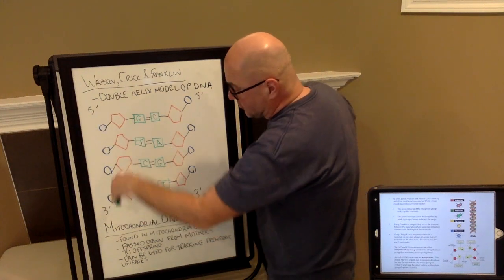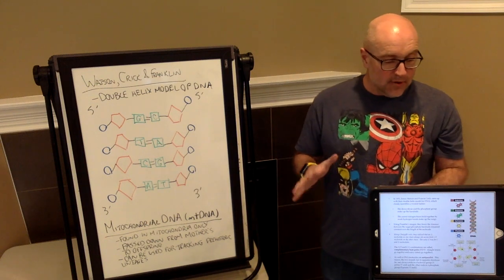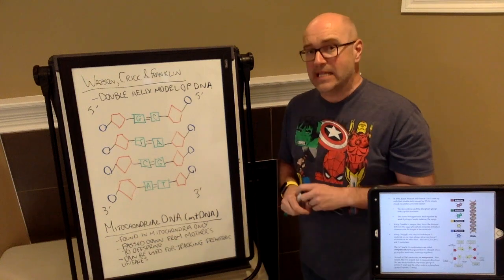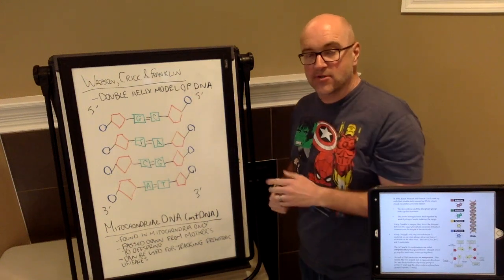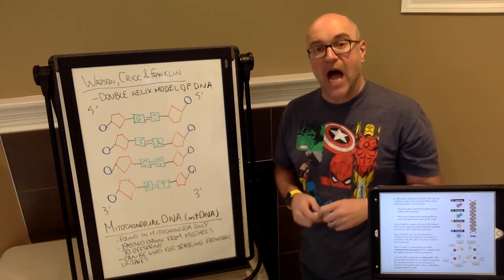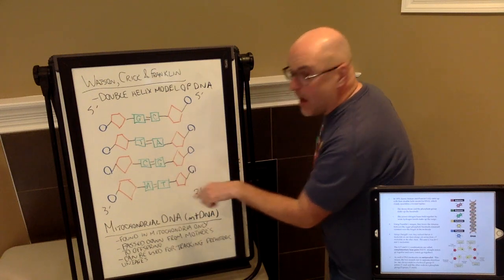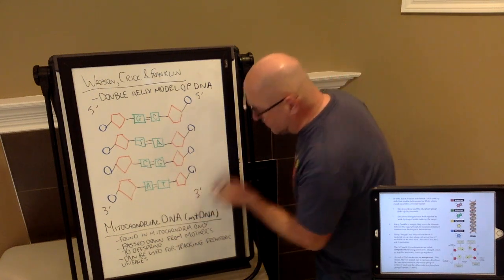This way, the phosphates are pointing in one direction, and this way, the phosphates are pointing in another direction. Now, those phosphate groups represent a specific end of the DNA. The side that has the phosphate group pointing in that direction is called the 5' end of a DNA strand. The opposite end that's pointing away from the phosphate group is called the 3' end.